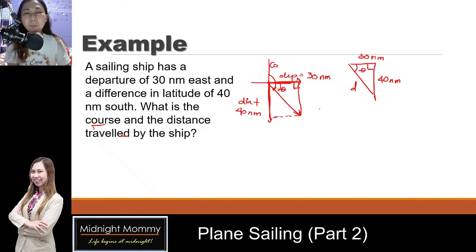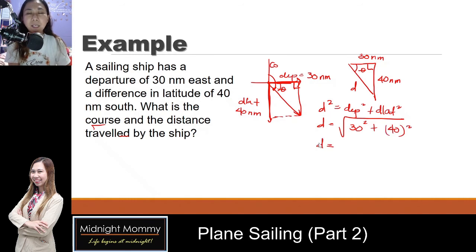So, therefore, pwede natin magamit ang d squared is equal to departure squared plus d lat squared. So, kung magsa-substitute na tayo, so d is equal to the square root of, okay, so ang departure natin is 30 squared plus d lat is 40 squared. So, kunin natin yung square root niyan. So, ang sagot dito is 50 nautical miles. Yan. Okay, so, hindi ko lang sinulat yung unit dun sa solution, pero sa final answer, dapat nandoon yung units.